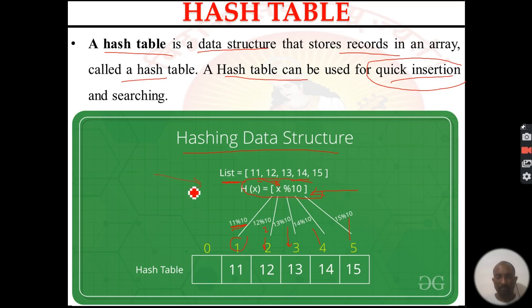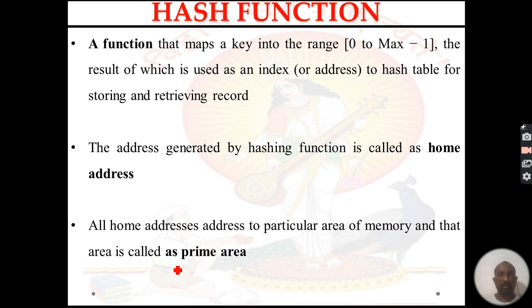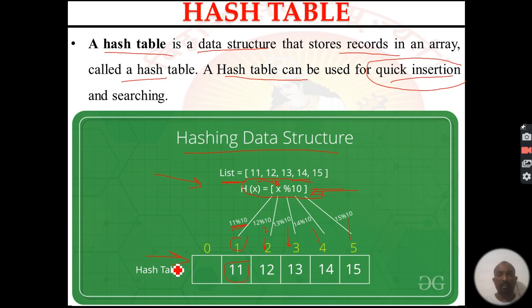In this way hashing works: by using the hash function we calculate the hash value, and then according to that we store the element into the hash table. So that is the concept of hashing and hash table. Now the next part is the hash function. We will continue the hash function concept in the next lecture. Okay, thank you very much.